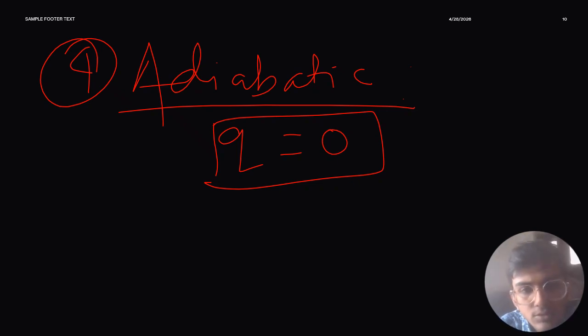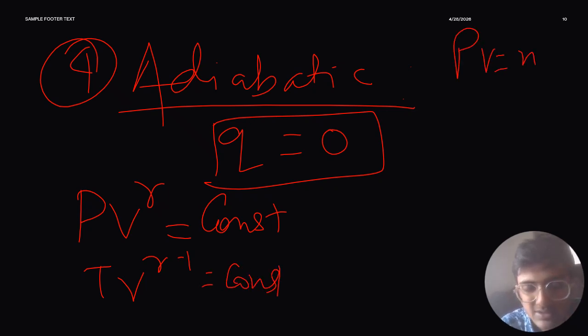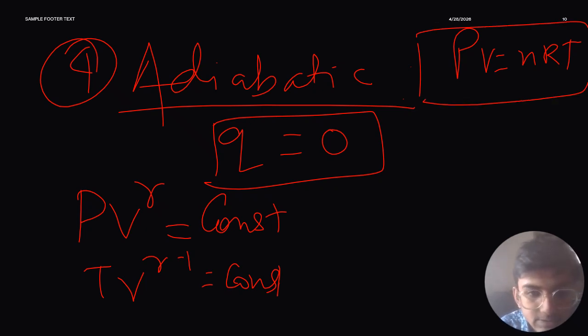Okay, so Q is equal to 0, and there are three particular cases here: PV raised to the power gamma is equal to constant, T V gamma minus 1 is equal to constant. Just using the ideal gas equation again, you write P as nRT by V, and you will get this. I'm making you derive this. Next slide.